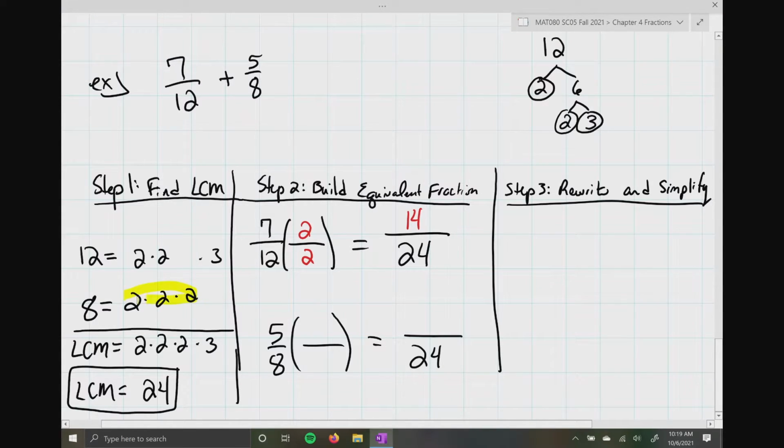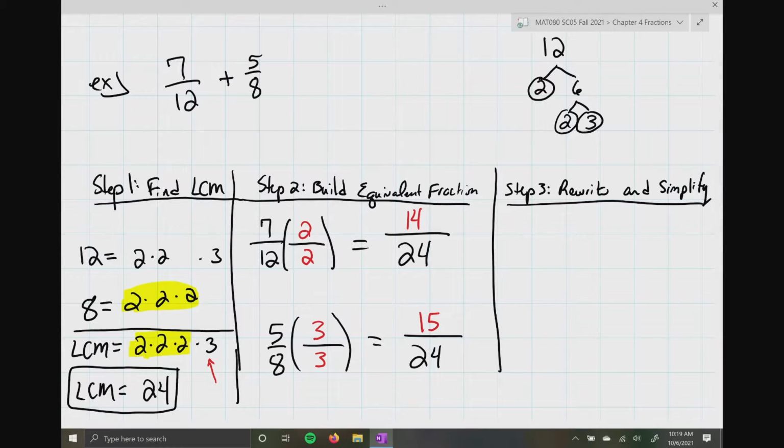Right here is the prime factorization of 8. If I come down into my LCM and highlight the same numbers, the only number that's not highlighted is 3. So I'm going to multiply this fraction by 3 over 3 because 8 times 3 is 24 and 5 times 3 is 15. Does everybody see how I did that?